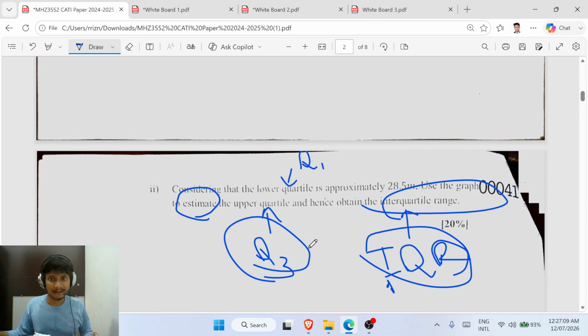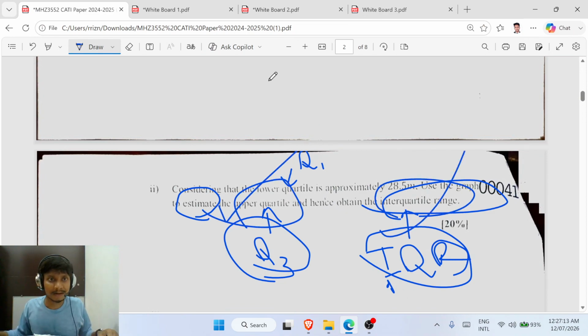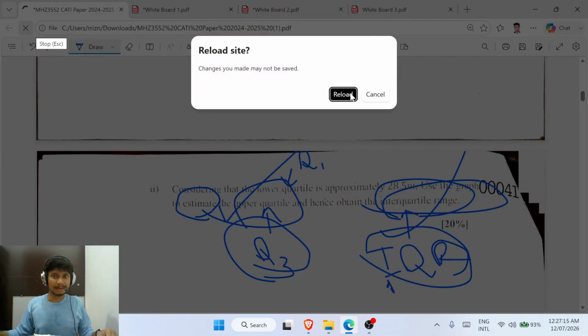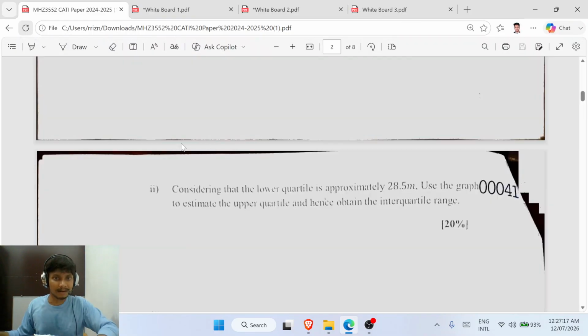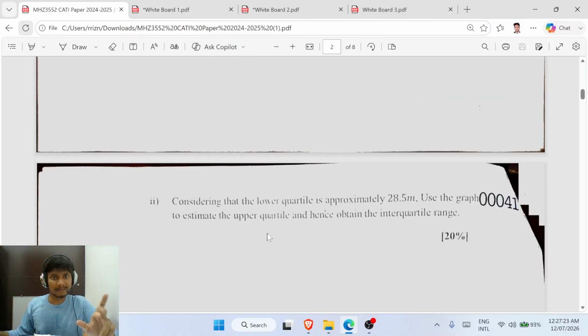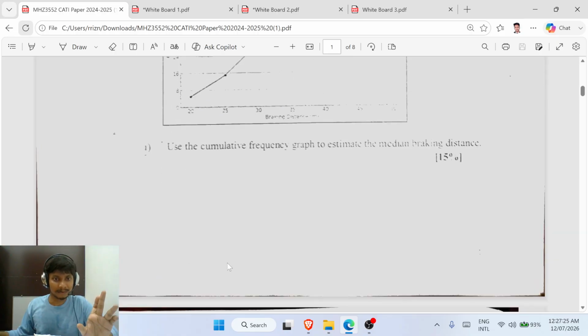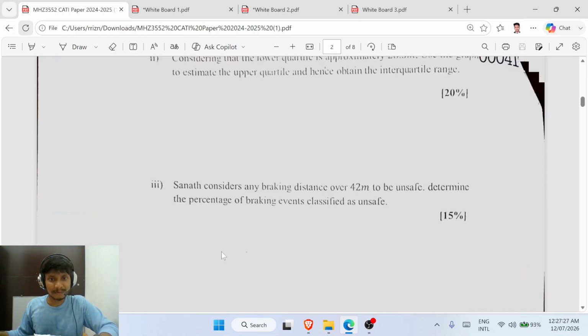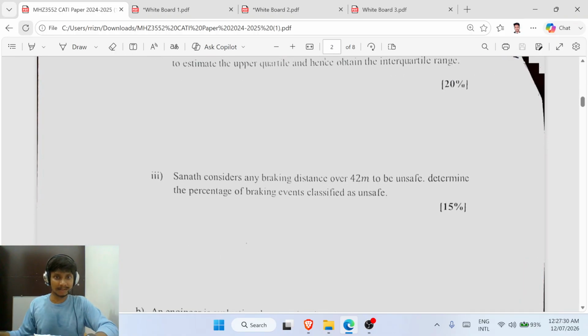Now we have found the upper quartile and the interquartile range. Now we have found the answers for questions 1 and 2. Now we have to move to the third question.